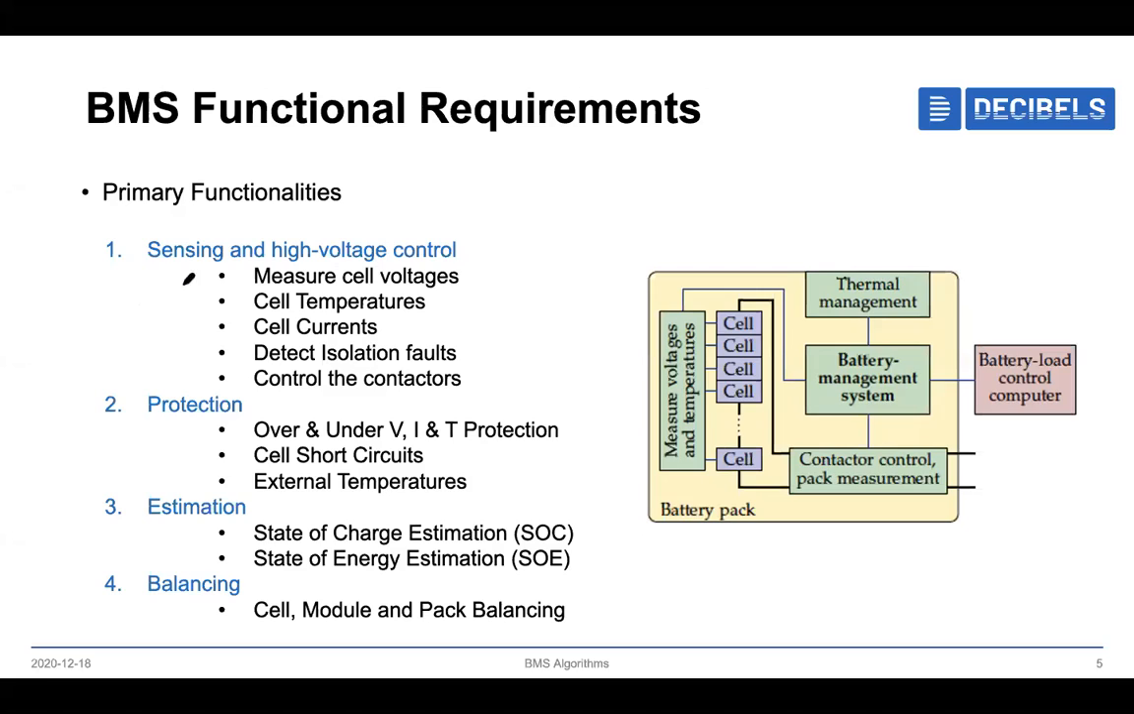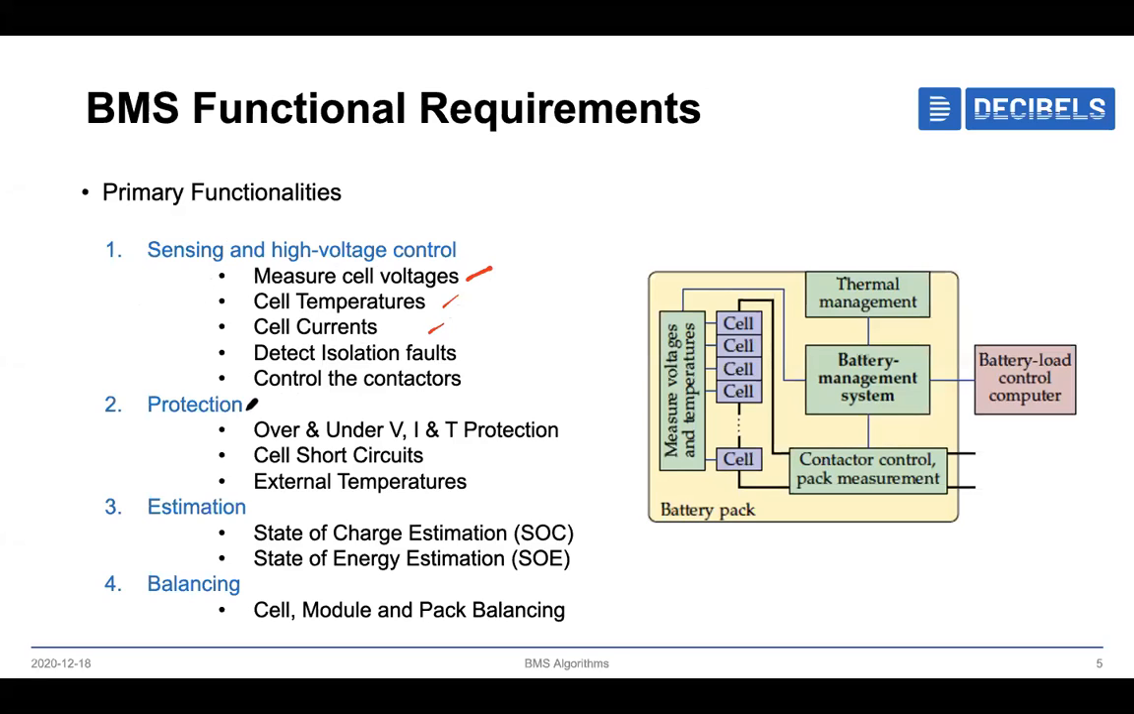So yeah, this particular functionality will measure the cell voltages, cell temperatures, and cell currents, and it also detects isolation faults, isolation with respect to the chassis or with respect to other electronic components and other mechanical components, and controlling the contactors. Okay, so these are the five important sub functionalities of the BMS.